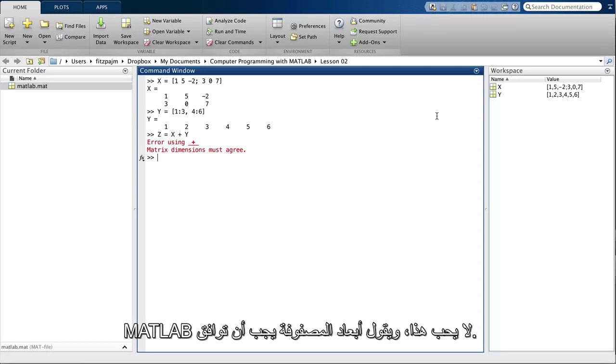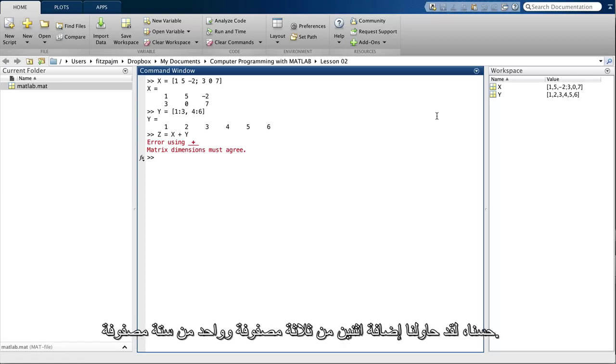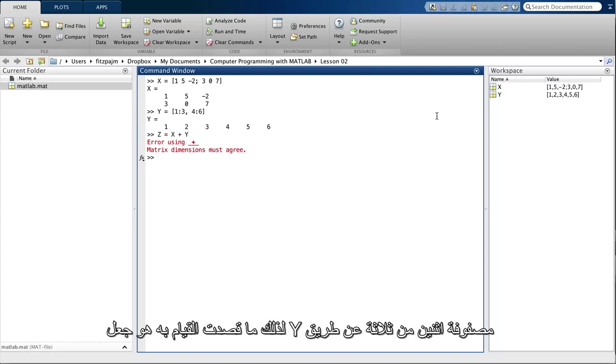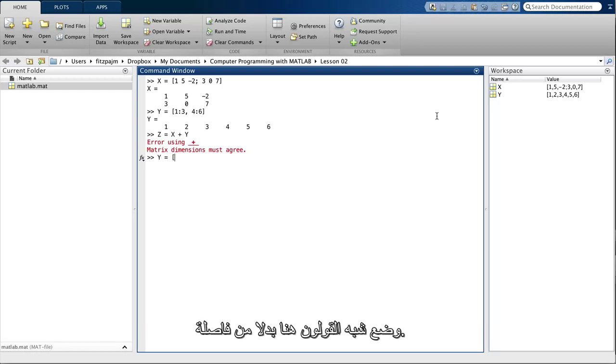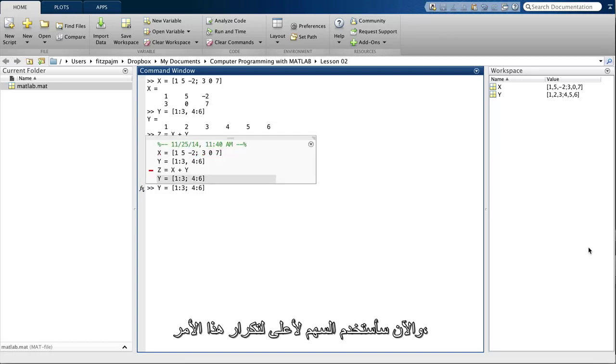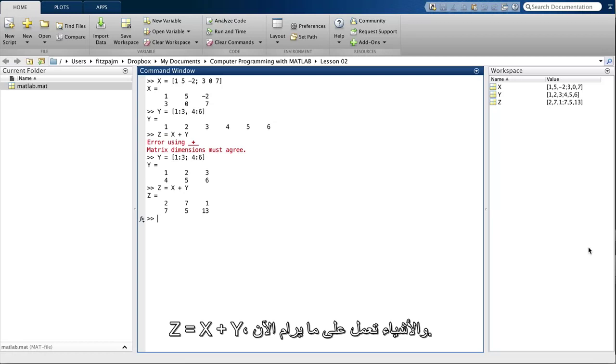MATLAB doesn't like this. It says matrix dimensions must agree. Well, we've tried to add a 2 by 3 matrix and a 1 by 6 matrix. And as we pointed out, that doesn't work. So what I meant to do was make y a 2 by 3 matrix by putting a semicolon here instead of a comma. And now I'm going to use the up arrow to repeat that command, z equals x plus y, and things work just fine now.